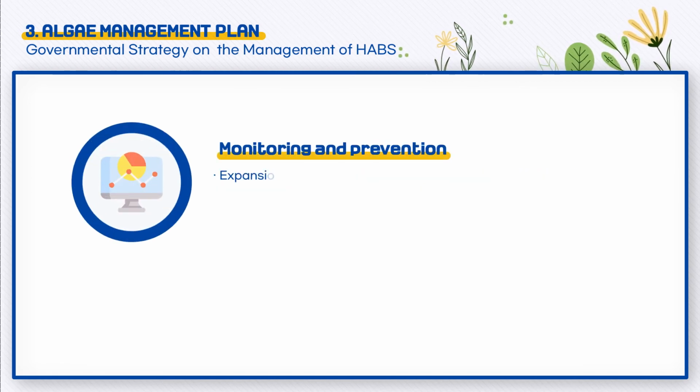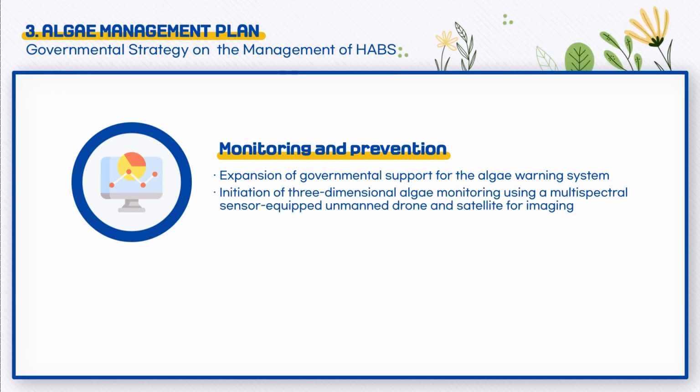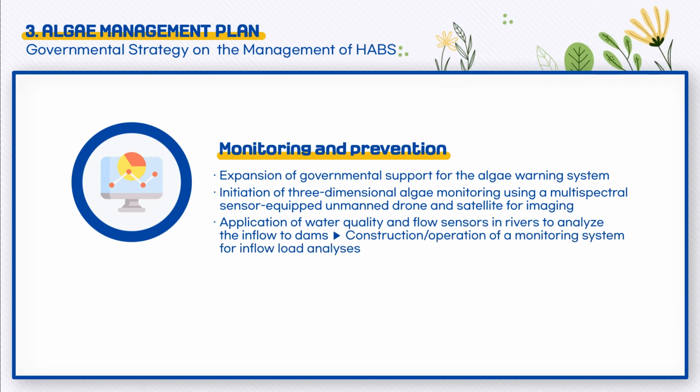In the second stage, governmental support for the research and development of the algae warning system is expanded and includes the application of 3-dimensional algae monitoring using a multispectral sensor-equipped unmanned aerial drone for imaging, as well as satellite imaging. Furthermore, sensors are used to collect real-time data on the water quality and flow of rivers in the upstream of dams. Lastly, a monitoring system is developed and applied to analyze inflow load in real time.